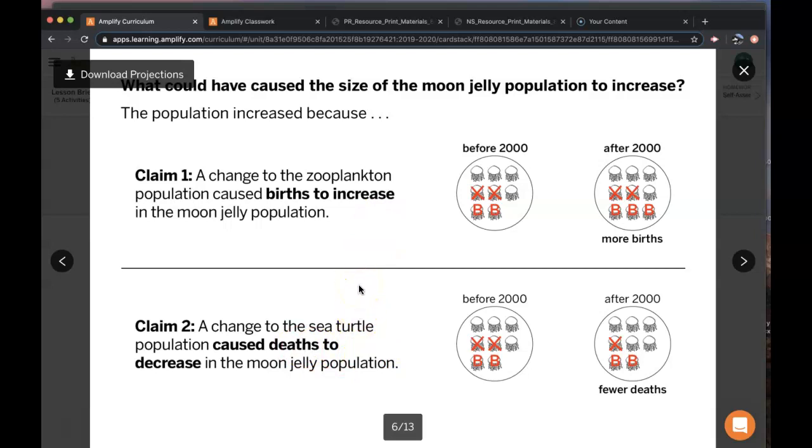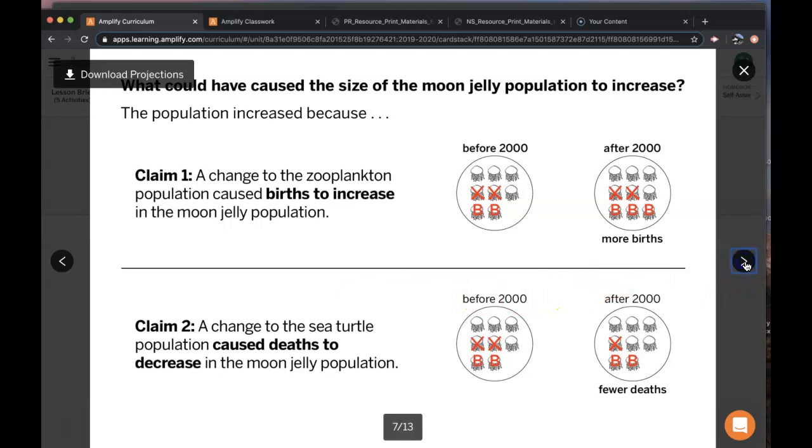So we're going to need more evidence to determine which of these claims is best supported. So you're going to get evidence about zooplankton and sea turtle populations in Glacier Sea, and then you're going to use the evidence to write an argument to support one or both of the claims. But first we're going to need to evaluate the evidence.